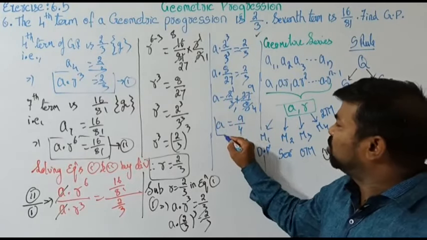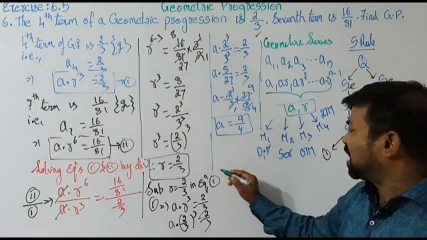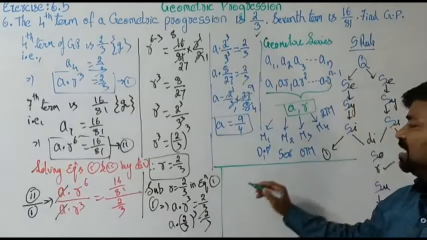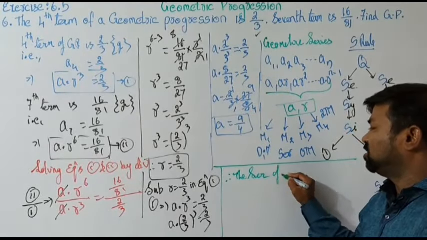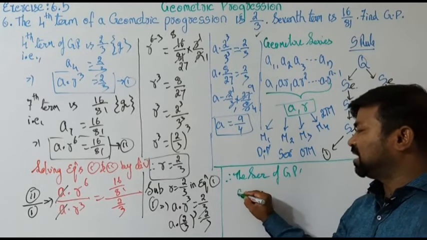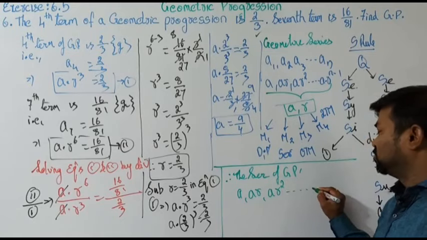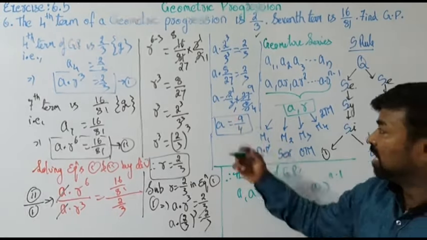So you got the value of r. Now the tricky part. What is being asked? The series of the GP. What's the series? a, ar, ar to the power 2 and so on, up to a into r to the power n minus 1. This is the required series. Let us plug in.